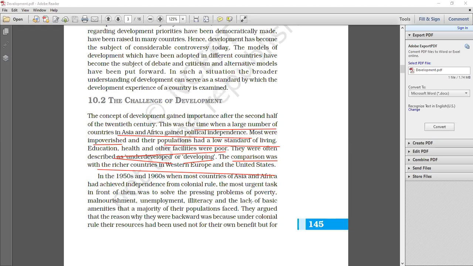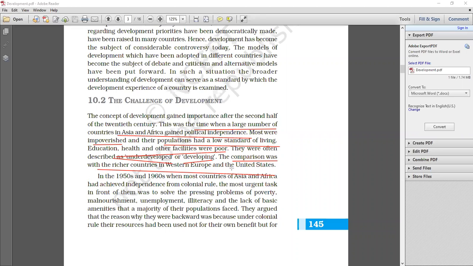Okay, and why were they so poor, with very little standard of living, or no access to education? Because of the unavailability of resources. And whenever we compare which country is developing, or underdeveloped, or poor or rich, we compare it with the richer countries. Here also, most of the Asian and African countries were compared with the richer countries, countries of Western Europe and the United States, and according to those comparisons, these countries were considered underdeveloped or developing.